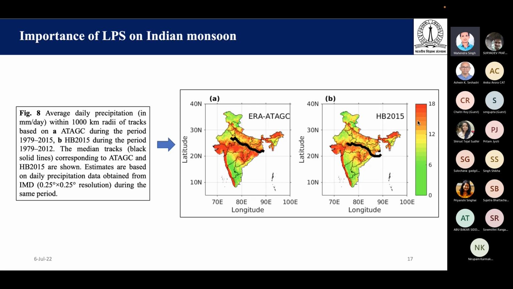So here is the rainfall plot for the mainly LPS related rainfall, within a radius of 1000 kilometers of the track. There is not much difference between HV15 and ATUGC.